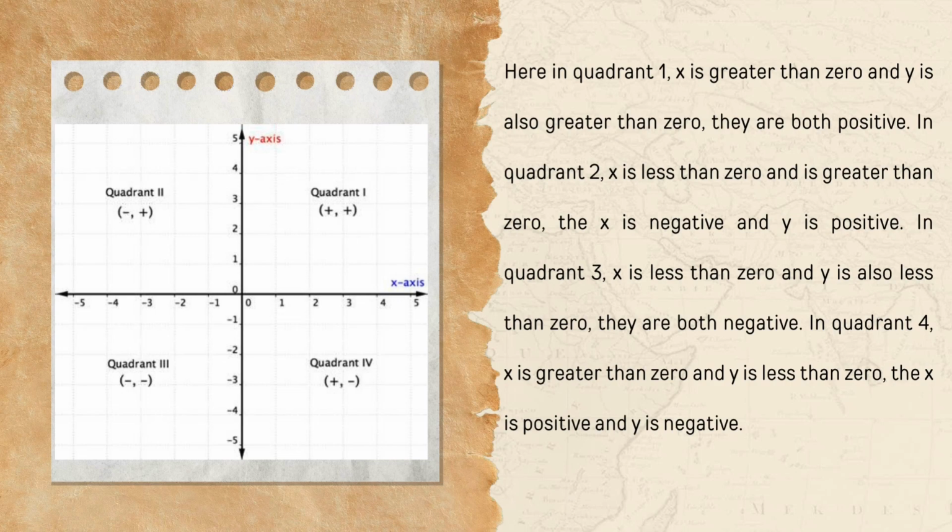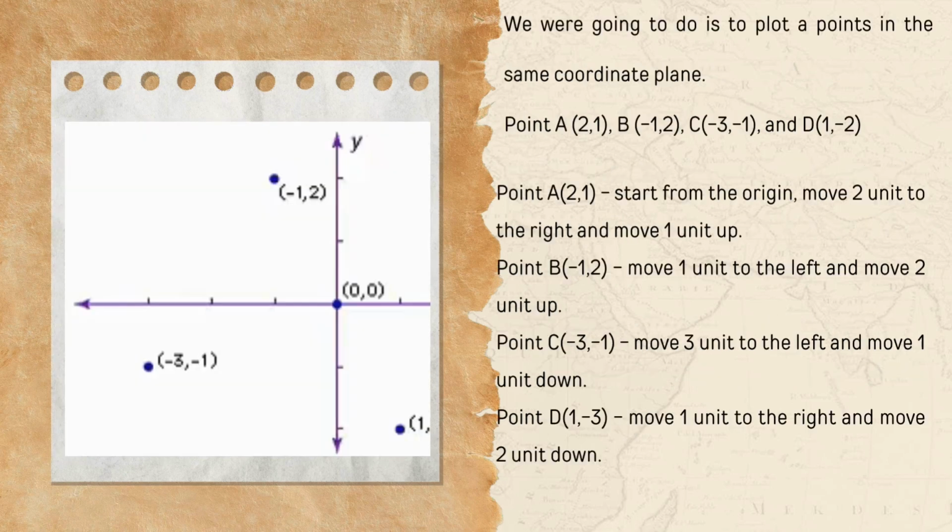To sum it all up, in quadrant 1, both x and y are positive. In quadrant 2, x is negative and y is positive. In quadrant 3, both x and y are negative. In quadrant 4, x is positive and y is negative.